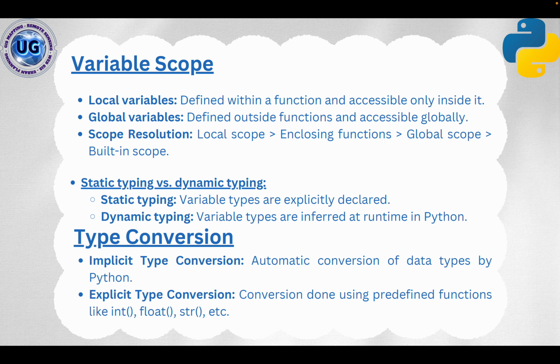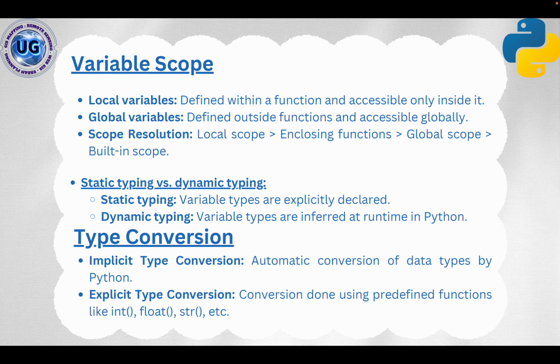Variable scope. There are three types of variable scopes. Local variables can be defined within a function and can be accessed within that function only. Global variables can be defined outside a function and accessed globally, and we can also access them from outside the function. Scope resolution goes like this: local scope, then enclosing functions, then global scope, then built-in scope.